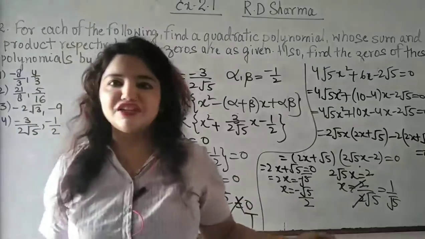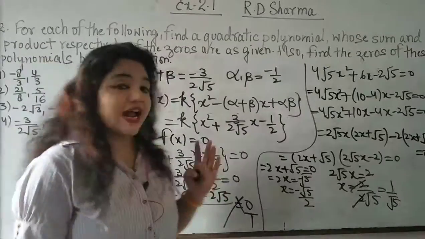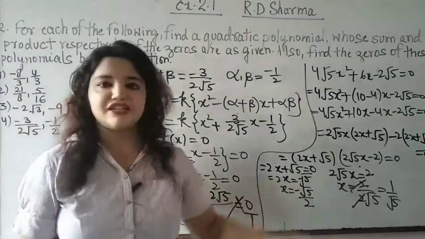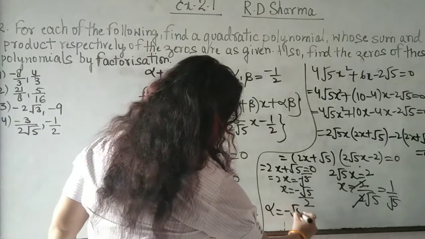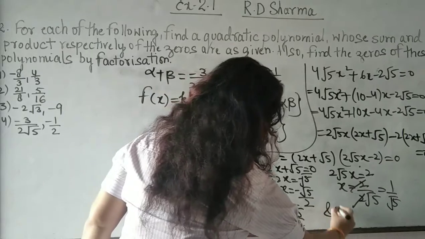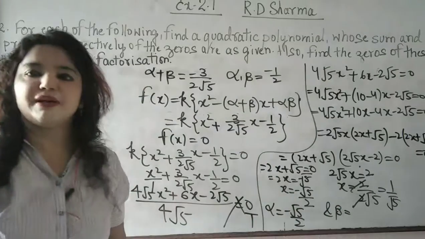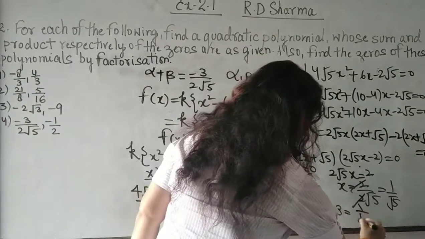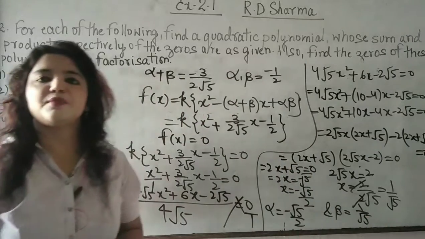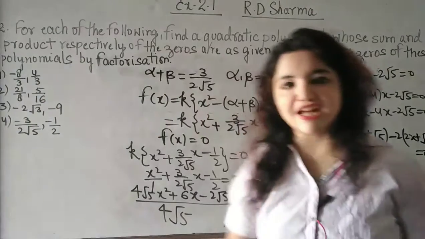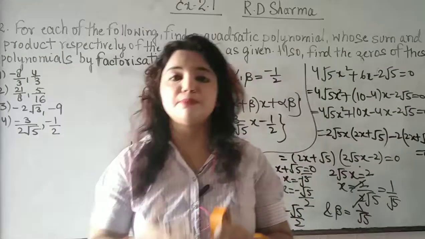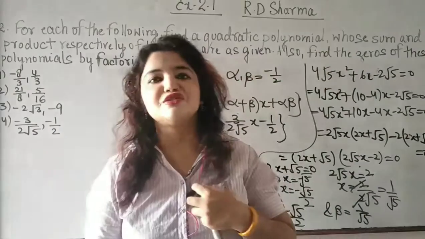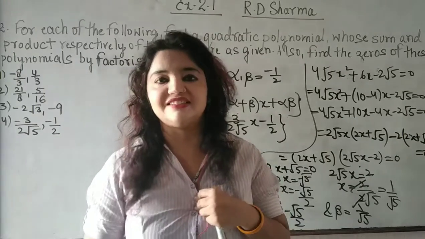So these are the zeros of the given polynomial, right? We can say alpha and beta we have found out. Alpha is equal to −√5/2, and beta is equal to 1/√5. So this is how, in all these four sums, we have found the polynomials and we got the zeros also by the factorization method.